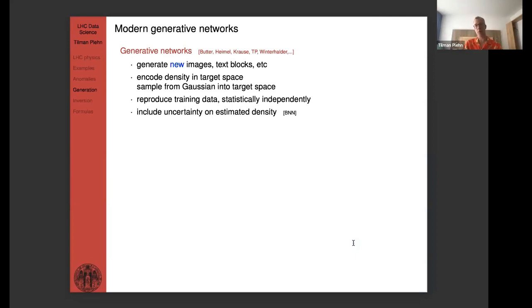If you look at what they are doing, they encode density in target space, or phase space in our case, and then sample from, for instance, a Gaussian into that space, and then you generate new stuff, right? By the way, the first generative network for LHC was the CaloGAN network in, I don't know, 2017, 2018. It was on calorimeters, and later on events. The idea is that you produce training data, but statistically independently. So you produce an independent set of events which has exactly the same physics information that your training data has, right?